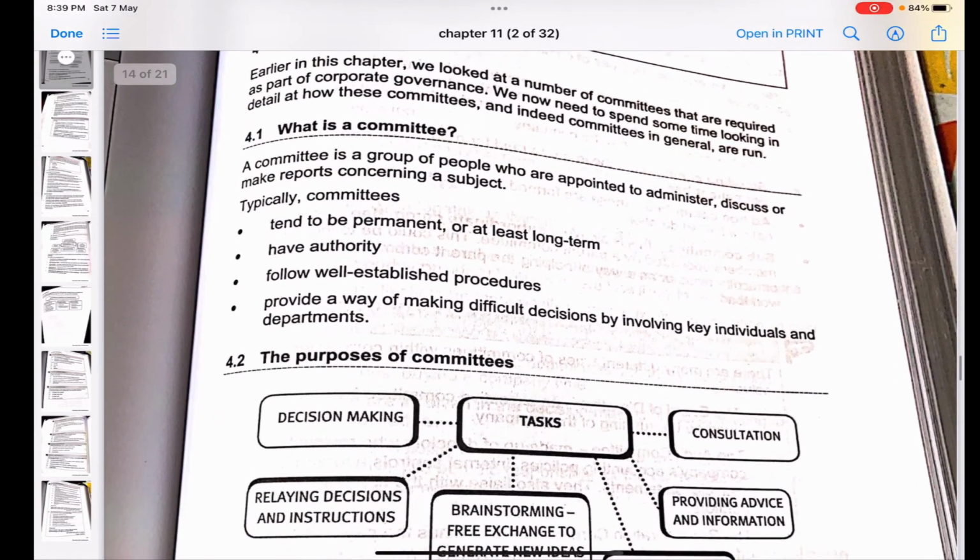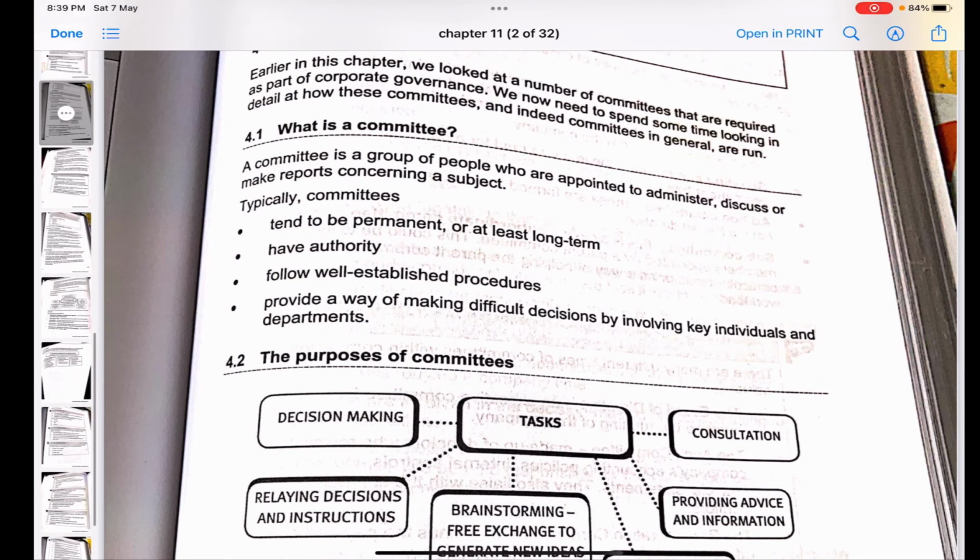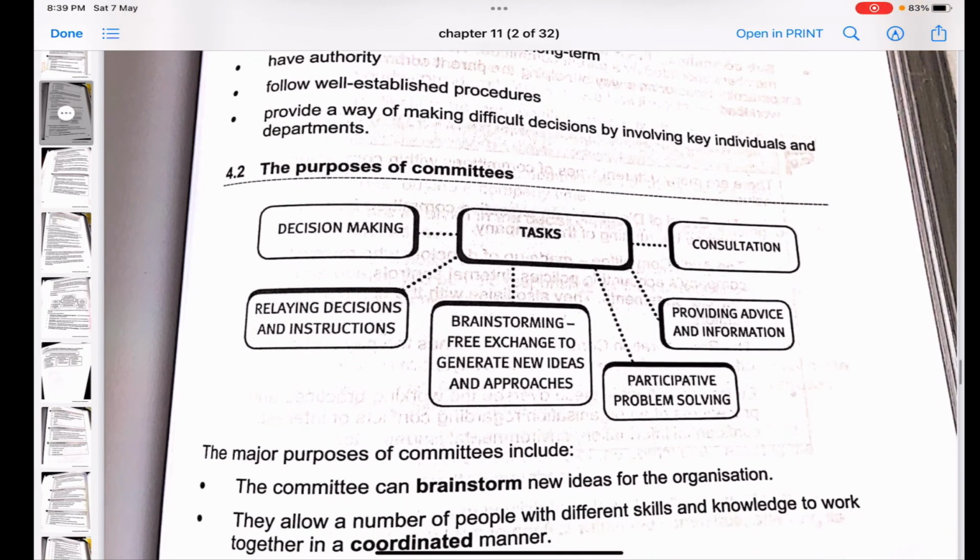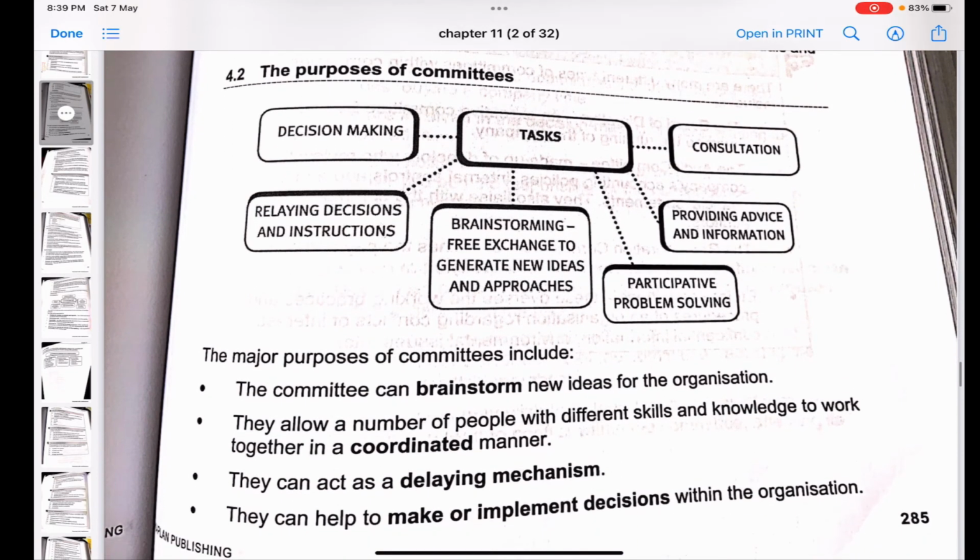Okay. Now let's come to committees. What is a committee? A committee is basically a group of people who are appointed to administer, discuss and make decisions concerning a subject. Typically, committees tend to be permanent or at least long term. They have authority and they follow well established procedures. They provide a way of making difficult decisions by involving key individuals and departments.